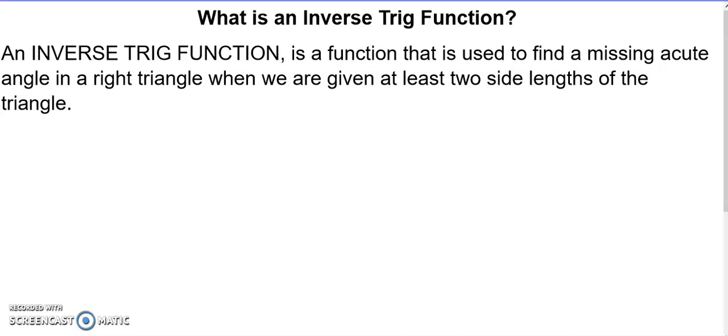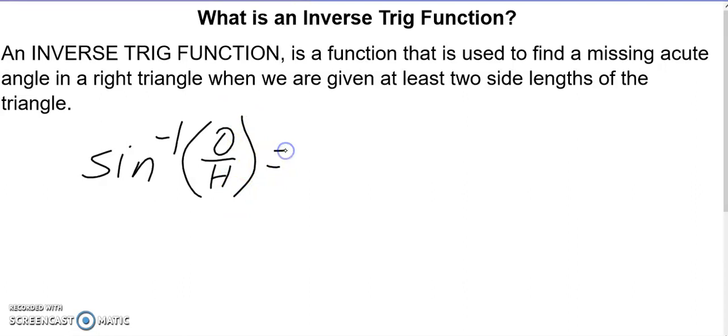So an inverse function is going to be used to find our missing angle. In a right triangle, I'm going to give you two side lengths, and you're going to find an angle. And we write inverse trig functions like this. We're going to say sine to the -1 power. That doesn't mean we're doing it to the -1 power, even though I just said it. What this means is we're actually taking arc sine, or the inverse of sine, of opposite over hypotenuse, and that's going to equal my angle.